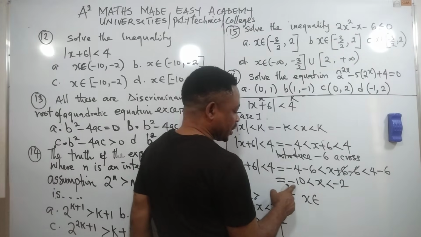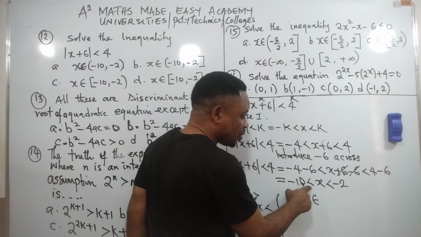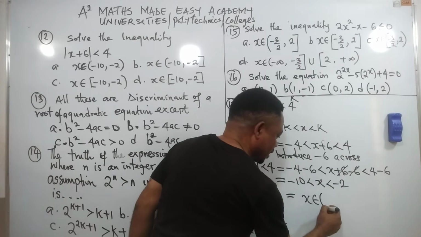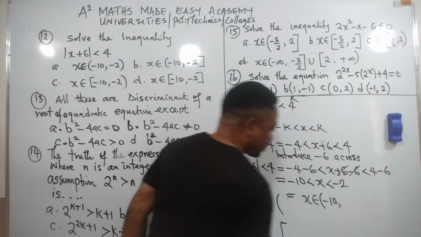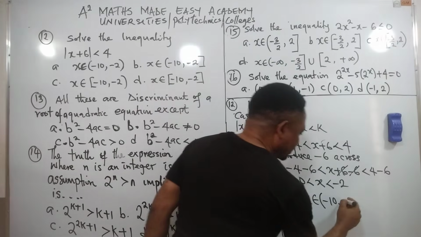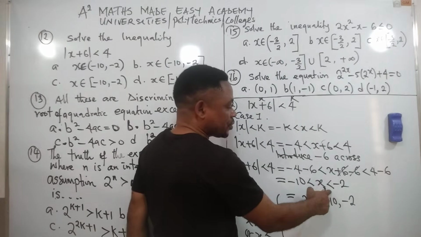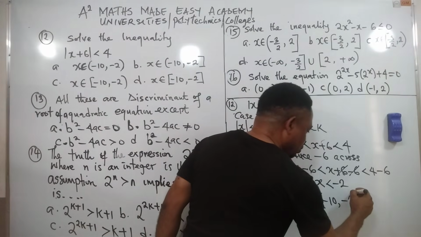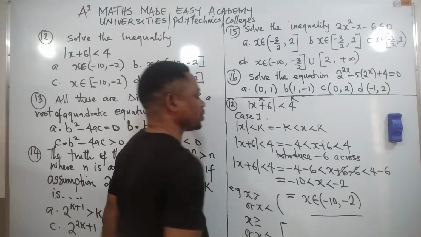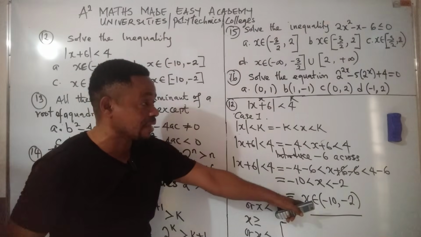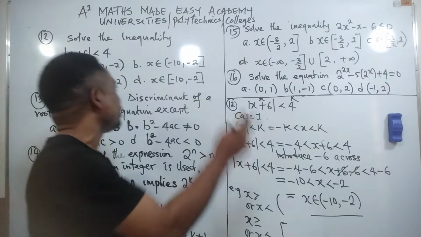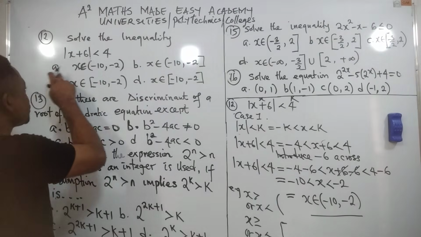To start up with, this is minus 10 and there is no equal to here. I will use bracket and introduce minus 10. Then the last one is minus 2. Are you with me? And there is no equal to again. I will now introduce bracket. And this is the final answer. Now let us look at this answer and know whether it corresponds in the option. Can we go? This is option A.